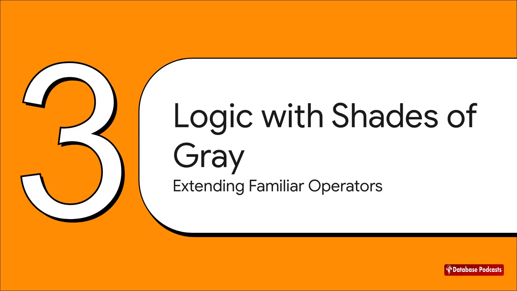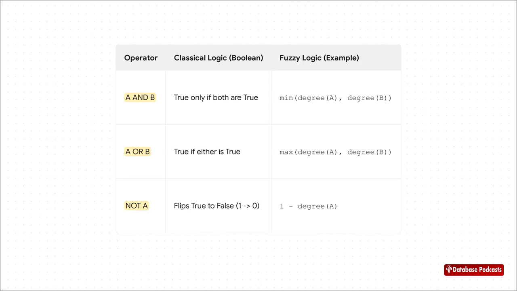All right, so we've got fuzzy sets and these new linguistic variables. The next obvious question is, what about logic itself? How do things like and, or, and not work when we're not dealing with simple true or false anymore? This is actually the really elegant part. They're extended in a super intuitive way.